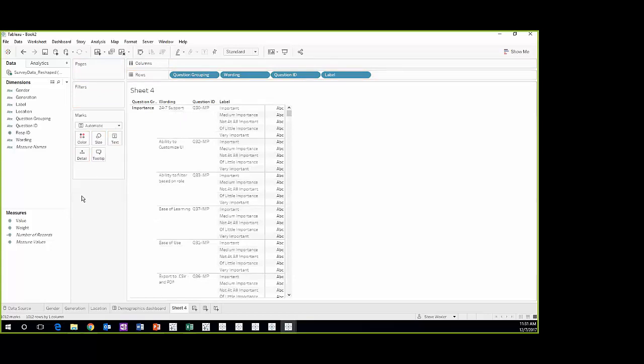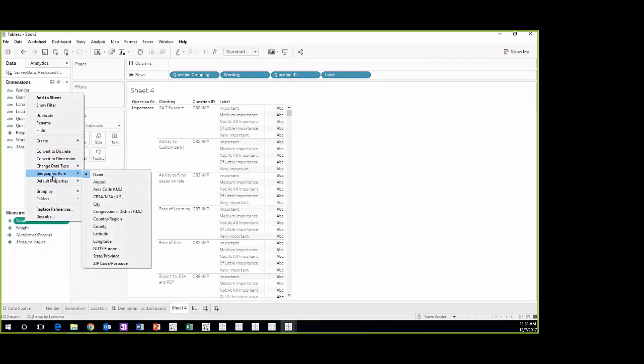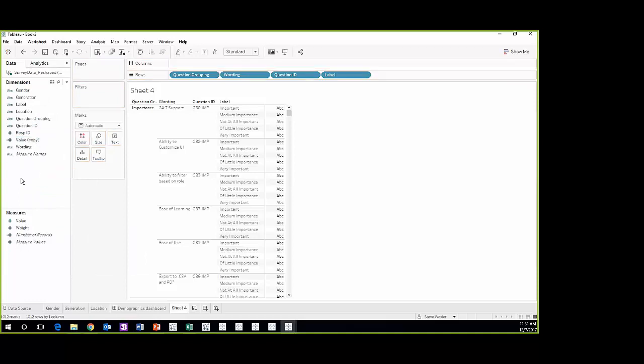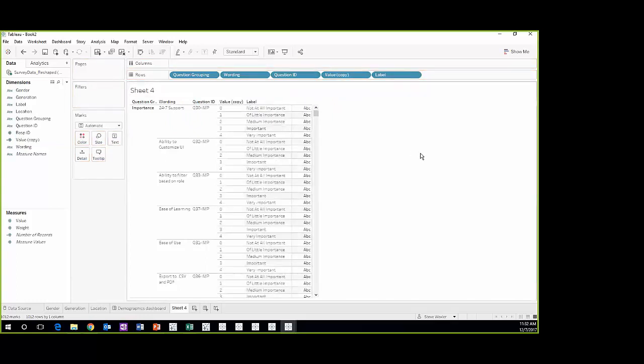And maybe I also want to know, well, okay, important. Well, what is the numeric value that that maps to? So let me show you a little trick here. I'm going to right click on this. Let me duplicate this field. Duplicate. Let me change this to discrete. Drag it up here. And now I'm going to put these values over here. And now I've got my whole universe of all the questions that I asked.